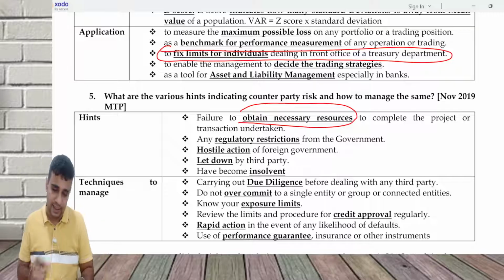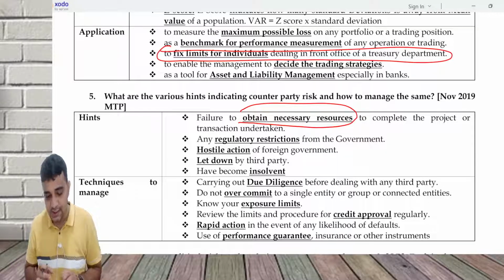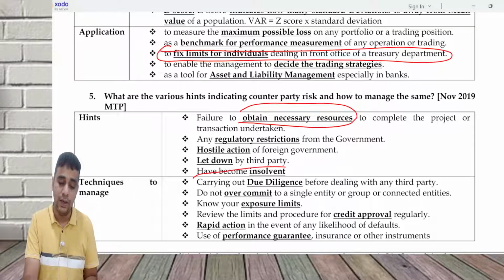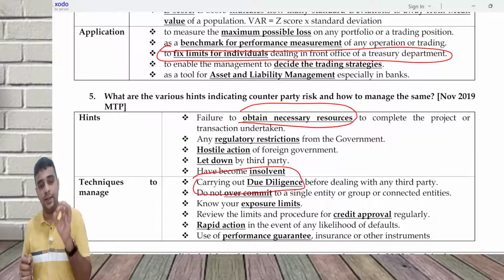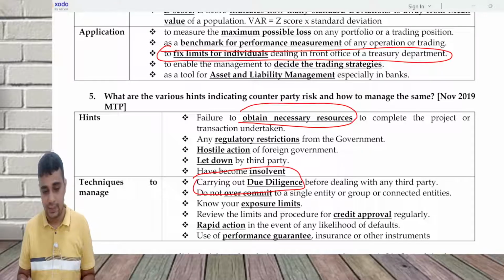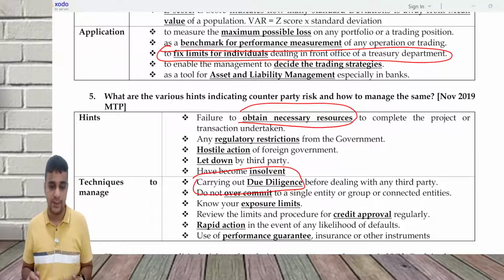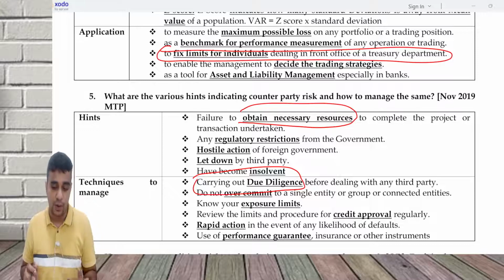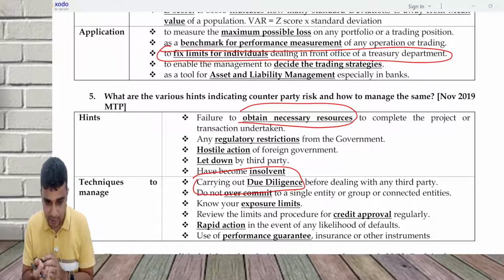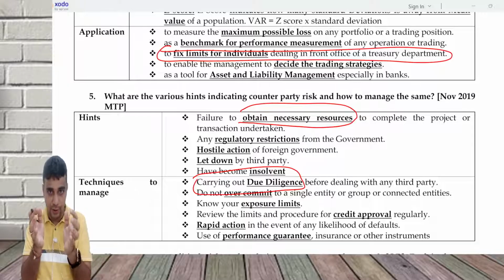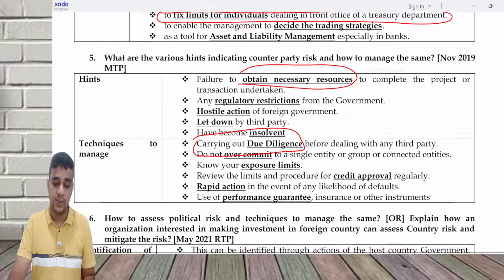See, anytime you want to give any credit to a customer, you will have to do a proper due diligence. Without doing due diligence, you should not provide any credit to a customer. What is due diligence? It is checking their financial statements, getting feedback from a few people. After these checks are done, you can fix the limit, how much credit you want to give.